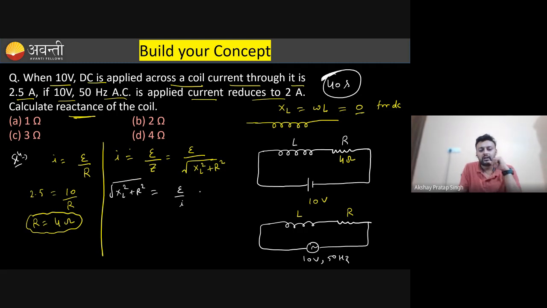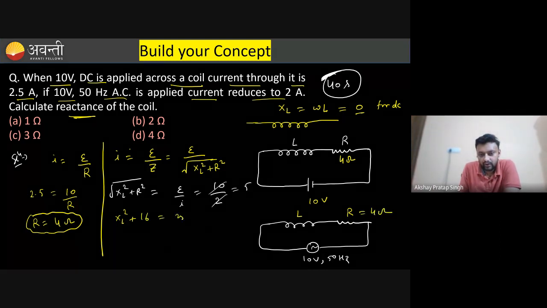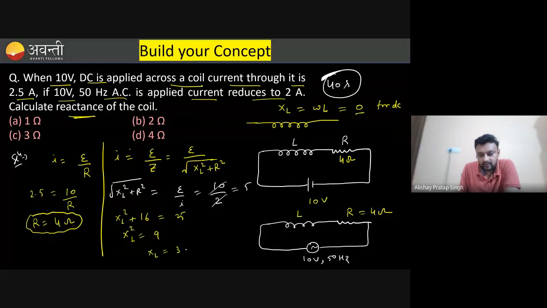Is it clear? Now EMF is 10-volt, current is 2 ampere. So you can say it is going to be 5. 2 5s are 10. This is just the calculation now. If I transfer this square root, it will become XL square plus R square. What is the value of resistance? It is 4 ohm. 4 ohm means 16 is equals to 25. I have transferred the square root, it will become square. So XL square will be what? 9. XL will be 3 ohm.